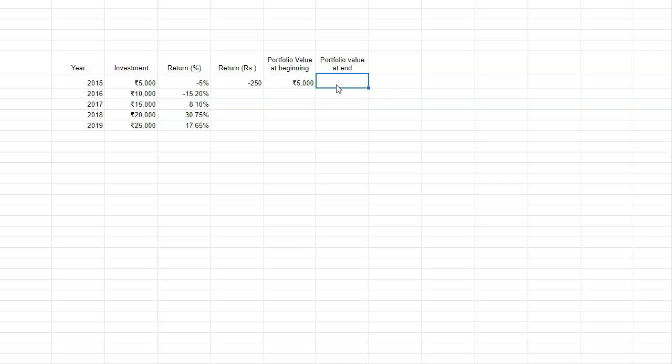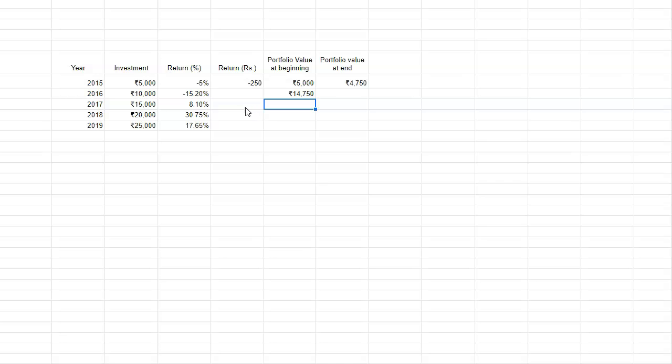Portfolio at the end is going to be the portfolio at the beginning plus or minus the return. Since this time it's a negative number, it will reduce, and therefore we have a portfolio at the end of 4,750. Now, in the beginning of the next year, we are investing 10,000. That means the portfolio at the beginning of the year is what we got from last year plus what we just invested at the beginning of next year. So we have a total of this plus that.